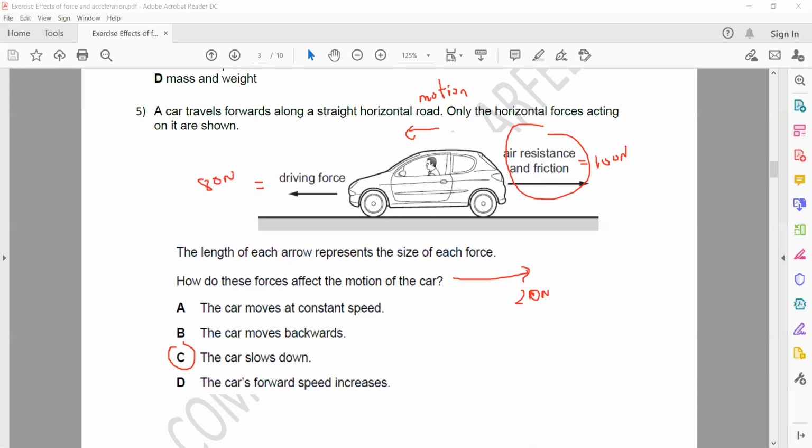Why will the car not move backward? Because initially the car was moving towards the right. If you check the question, the car travels forward, so the car is moving towards the right, and now the air resistance is more than the driving force. So what happened to the car? You have to tell what happened to the car when it was initially moving forward.